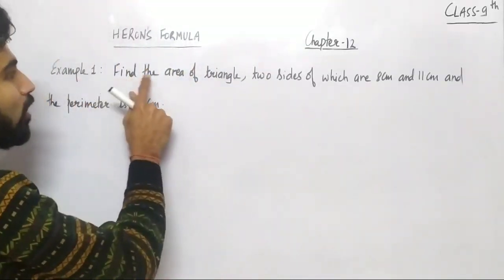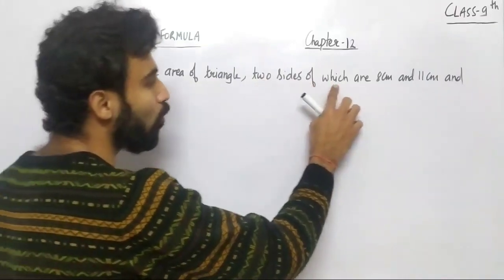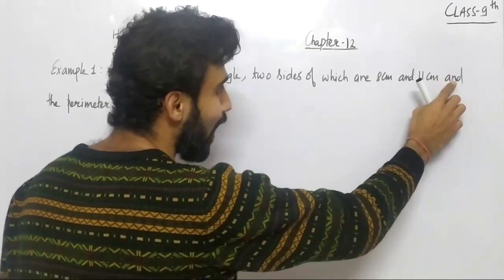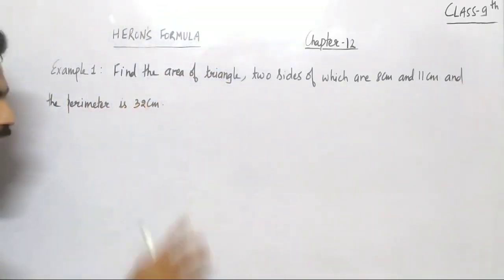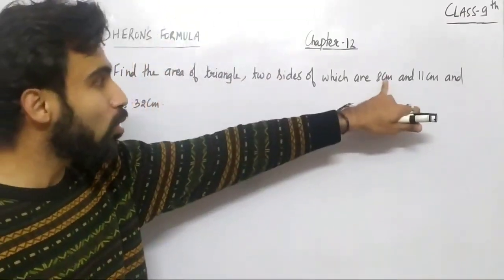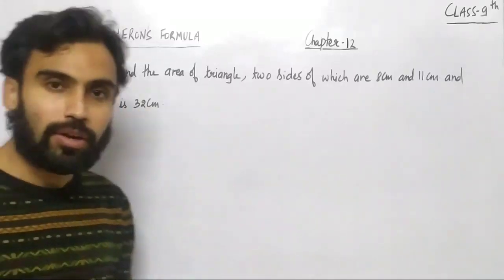You can see: find the area of a triangle, two sides of which are 8 centimeter and 11 centimeter. The perimeter of the triangle is given to us as 32 centimeter. If you look carefully, only two sides are given, and the perimeter of the triangle is also given.